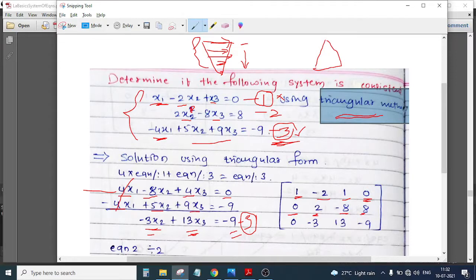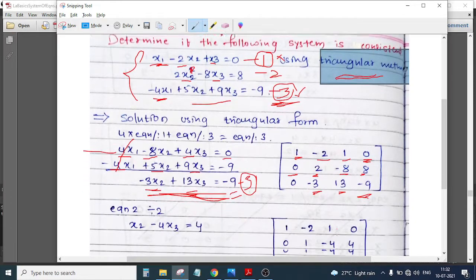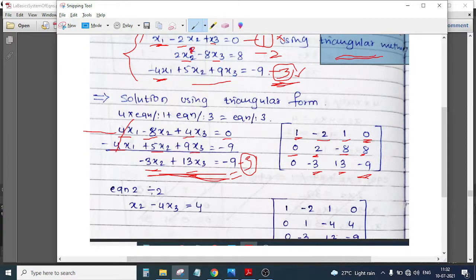Coming to equation number 3, we have to write our new equation, not the old equation. This is our new equation, in which there is no x1 term. We have eliminated the x1 term. See here. So what do we have now? We have minus 3. Okay. Next we have plus 13 and minus 9. Now, still, friends, we are unable to get any of the terms. We need to do further operations, right?